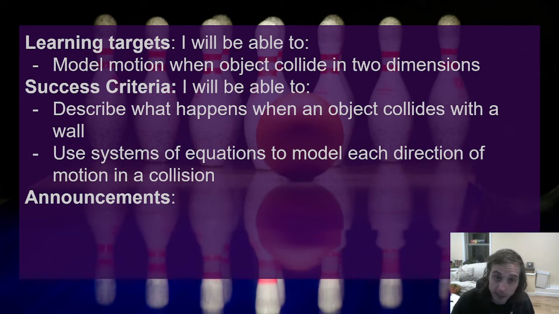So in order to do that, hopefully you should be able to describe what happens when something collides with a wall. So in particular, be able to talk about which component of the velocity will change and which one won't. And then also use systems of equations to model each direction of motion, so each component of motion when you're doing a collision, and then use that to actually solve things out.